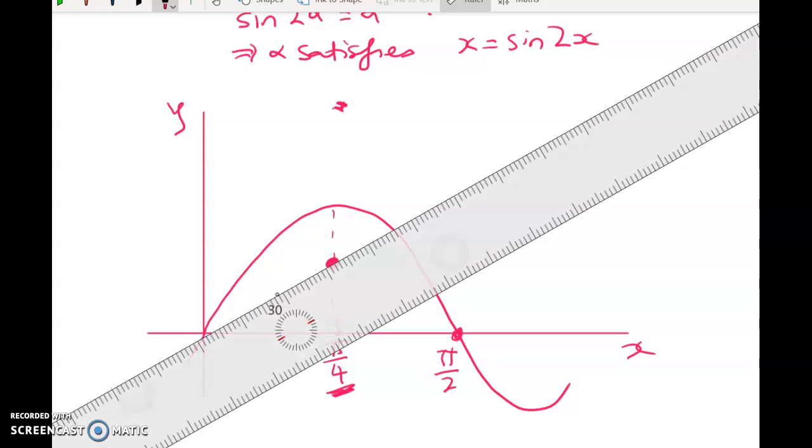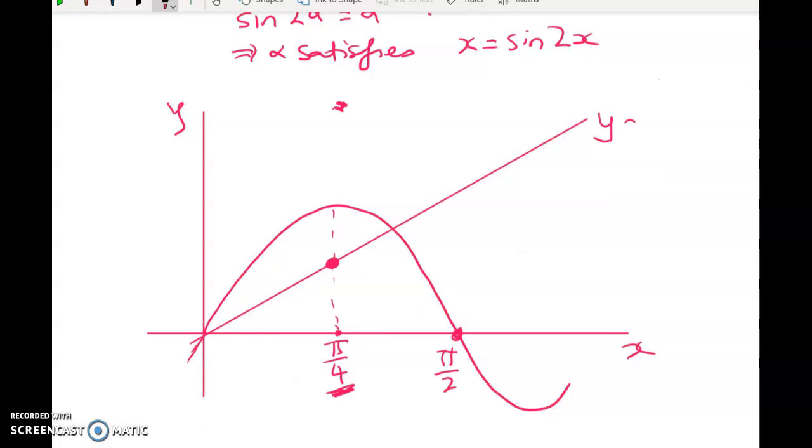And I saw some really nice graphs of this in the exam, so well done. Whoosh, there's my line there. I need to label both of them. So y equals x, y equals sine 2x. And I might just pop a point on there saying that's pi on 4.